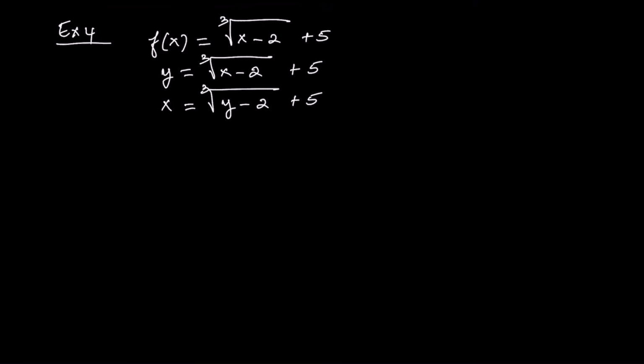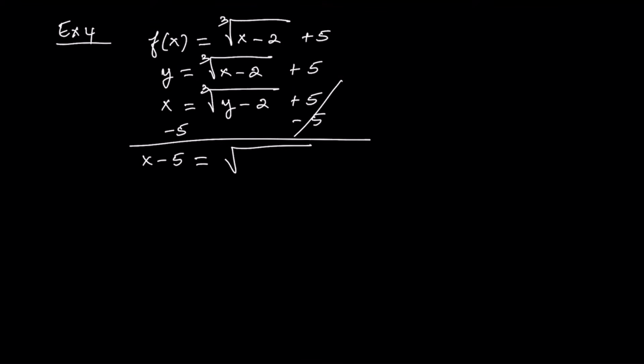Step 3. Solve for y. We need to isolate y completely. First, subtract 5 from both sides. x - 5 = the cube root of (y - 2). Now we need to remove the cube root. How do we undo a cube root? To remove a cube root, we cube both sides.